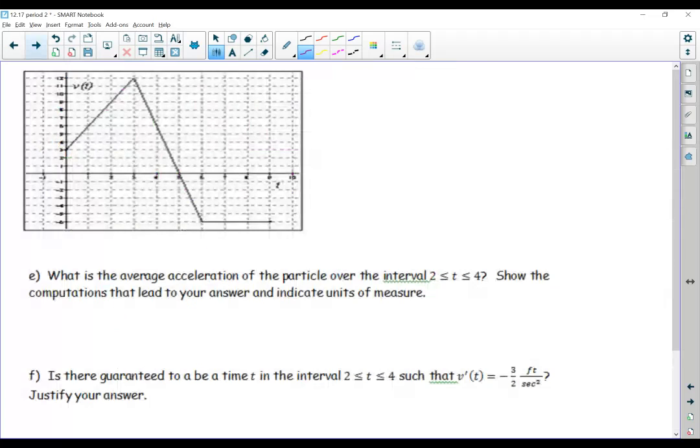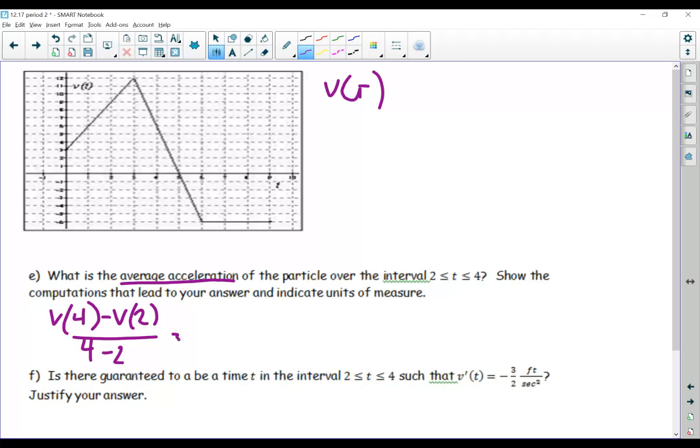Okay, let's try another one. What is the average acceleration of the particle in the interval 2 to 4? So again, I have velocity, they're asking me about acceleration, and that's going to be a slope. They're saying, what's the average slope between 2 and 4? So I'm going to find v of 4 minus v of 2 over 4 minus 2. The rate of change of velocity is acceleration. v of 4 is 6, v of 2 is 9 over 2, which gives me negative 3 over 2.